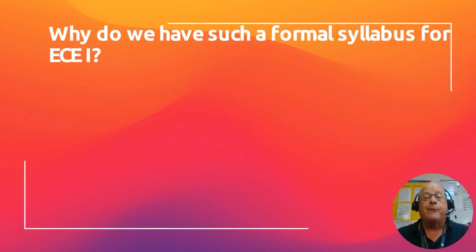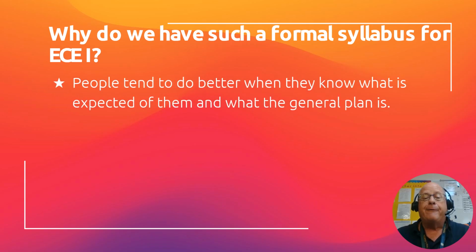Why do we have such a formal syllabus for early childhood education 1? The first reason is that people tend to do better when they know what is expected of them and what the general plan is. If somebody gets a job, they really want their supervisor to tell them what they're supposed to be doing. If you get a job and you don't know what you do, you're not going to feel very good about the job and you won't be very good at it. A class is very similar to that. You need to know what you're doing, what's expected of you, and how to do well in your class.